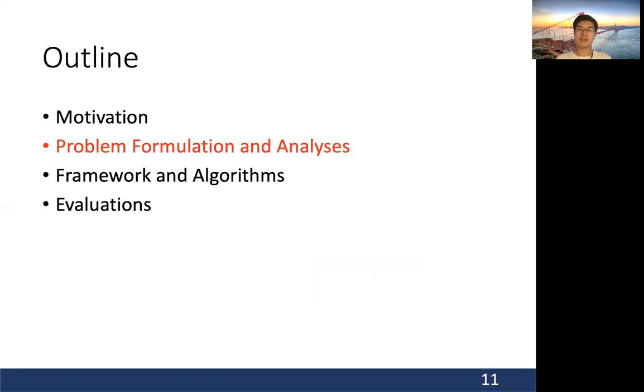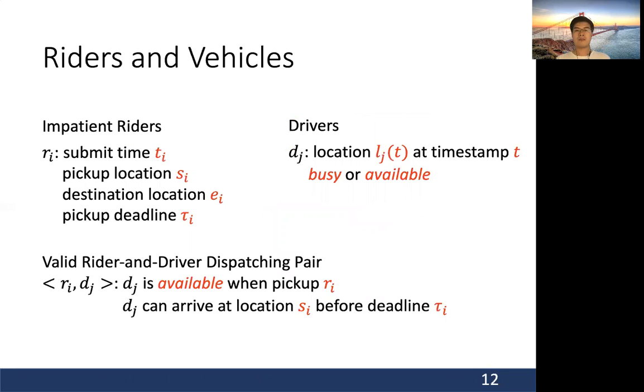Then we formally define the problem and analyze it. We first define the impatient riders. Each rider Ri submits his order to the platform at timestamp Ti. The pickup location is Si. The destination location is Ei. Each order has the pickup deadline tau i. For each driver Dj, his location at timestamp t is Lgt. His status can be busy or available.